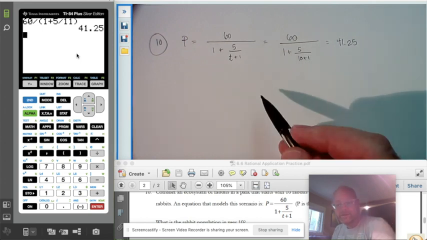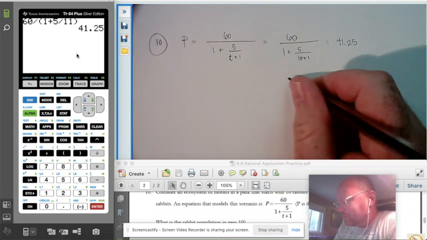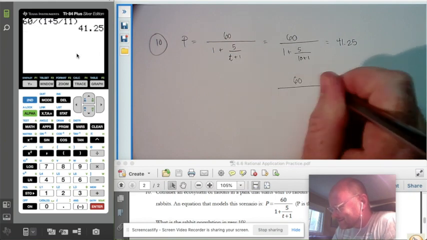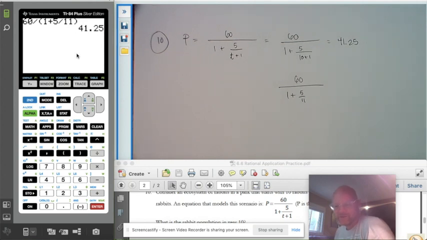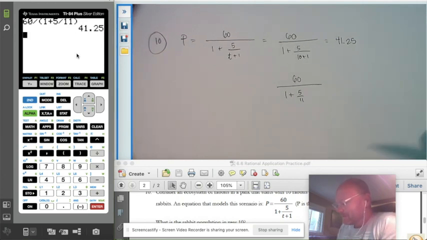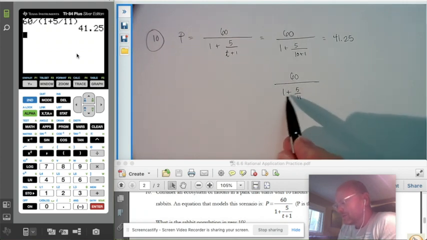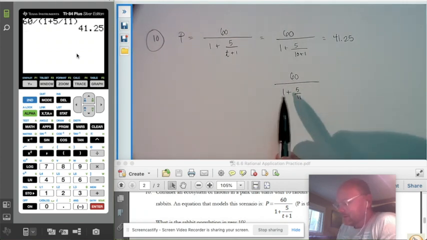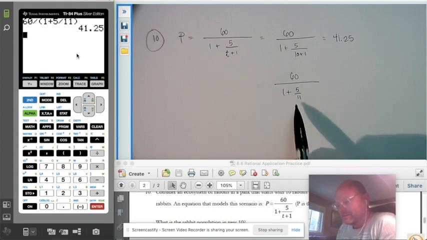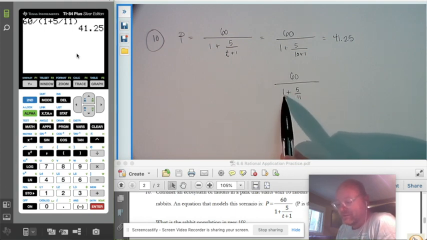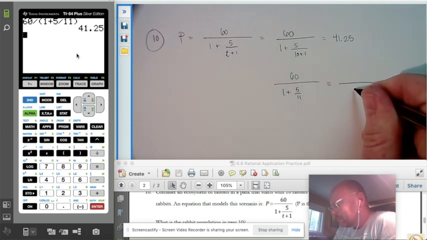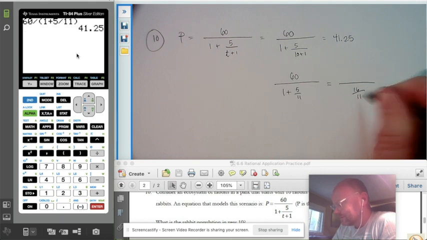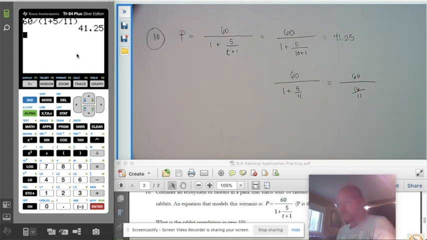Since this is all about simplifying expressions, maybe we should talk about how you take 60 over 1 plus 5/11 and turn it into 41.25. This is math you guys can handle. If I'm looking at this denominator, 1 plus 5/11, I can add those two numbers together. Think about 1 as 11/11. So if you take 11 11ths and add 5 more 11ths, 11 plus 5 is 16 11ths. So we're talking about 60 over 16 11ths.